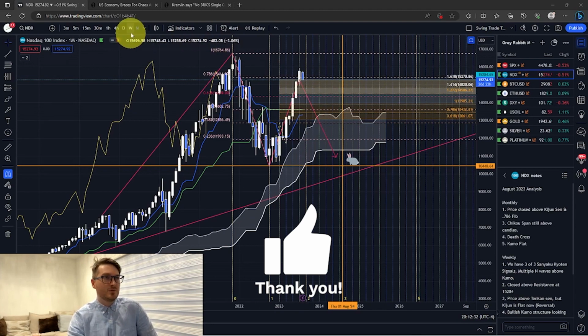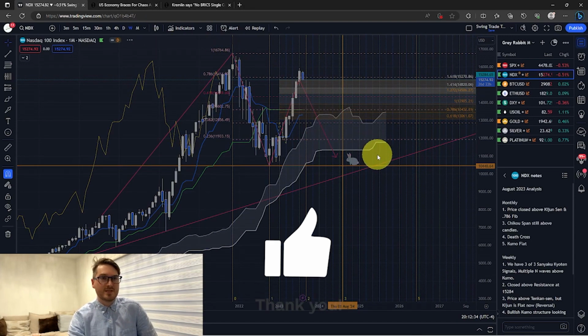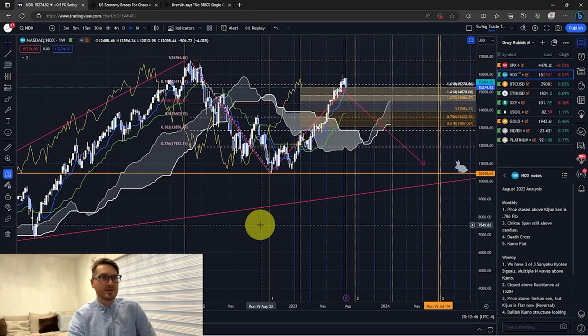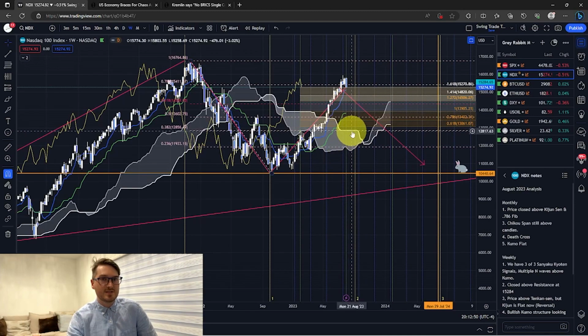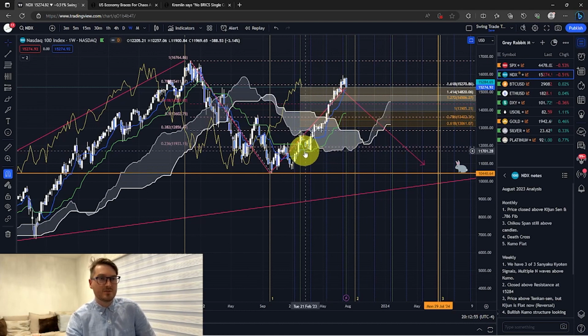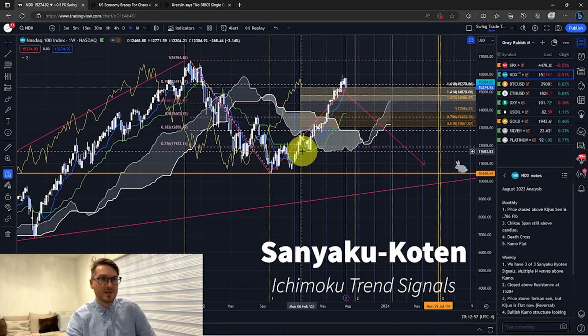And let's go down to the weekly chart to get some more details. Okay guys, now we are on the weekly chart for the Nasdaq 100. And as you can see here, we had 3 out of the 3 Sanyaku Kouten signals for the bullish direction. So we have a gold cross here, we have the Chikou span above the candles, and we have price above the Tenkan-sen, and we have a nice structure here on the bullish Kumo cloud.